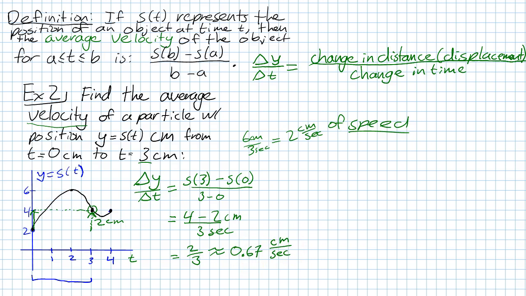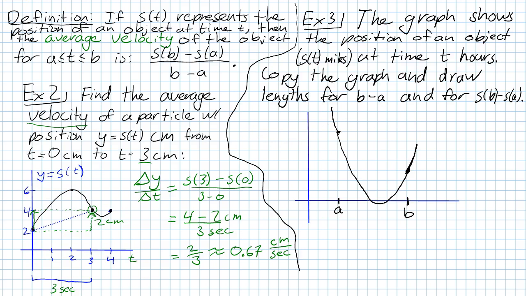And this can be represented with the slope of this dotted line here. Because it was a horizontal change of 3 seconds and a vertical change of 2 centimeters. So the slope of that is 0.67 centimeters per second. I'm going to pause this to write another example for you to try.